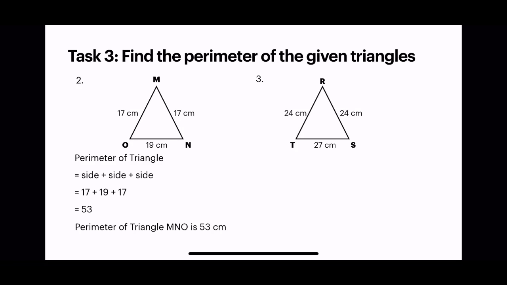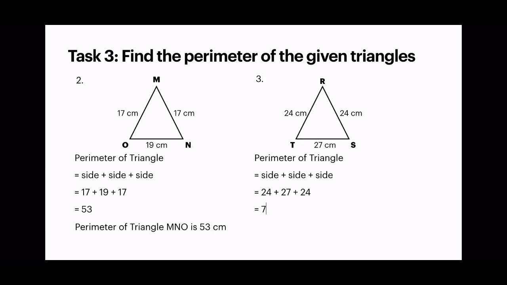Now let us see the third sum. RST is the given triangle. So the perimeter of the triangle is again side plus side plus side, which is 24 plus 27 plus 24, which is 75. So the perimeter of triangle RST is 75 centimeters.